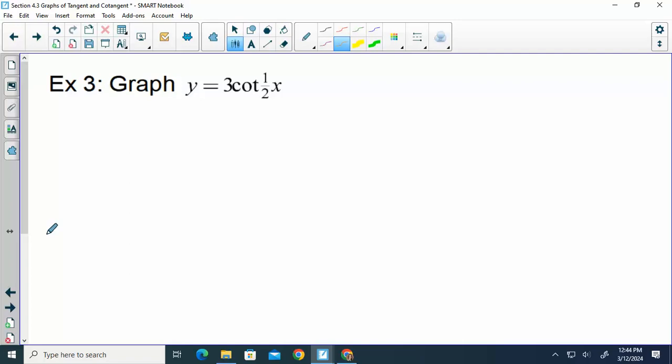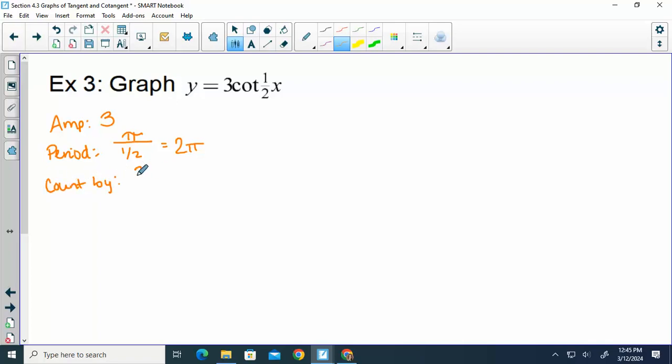Let's try one more basic one and then we'll throw in left, right, up and down movements. Amplitude, 3. Period, isn't it 1/4? Pi divided by 1/2. Oh, it's 2 pi. Interesting. I'll just say numbers until I get them right.